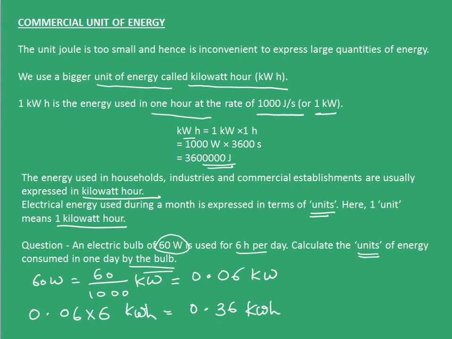Now 1 kilowatt hour is equal to 1 unit. Therefore 0.36 kilowatt hour will be equal to 0.36 units. Hence, the bulb consumes 0.36 units of energy per day. With this, I end the chapter on work and energy.